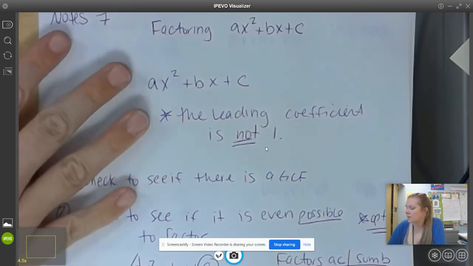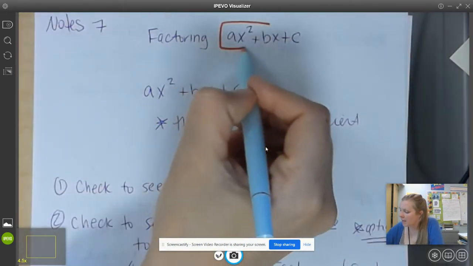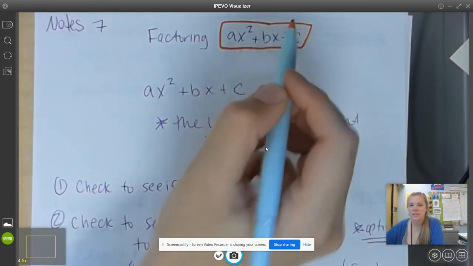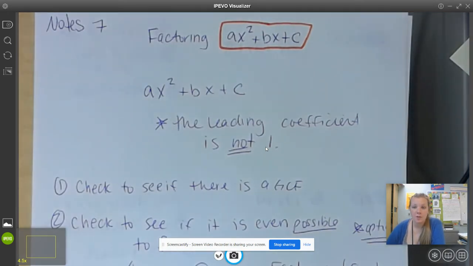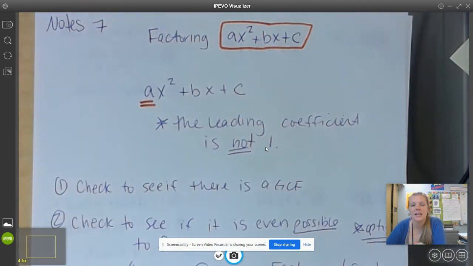Hello. Today we're going to take note 7 called factoring quadratics when it's in the form of ax squared plus bx plus c. If you can recognize the difference here, now we have a leading coefficient. We're going to have a number in front of x squared that's not a 1. So far we've only been factoring when there's a 1 in front, and now we're going to change it.